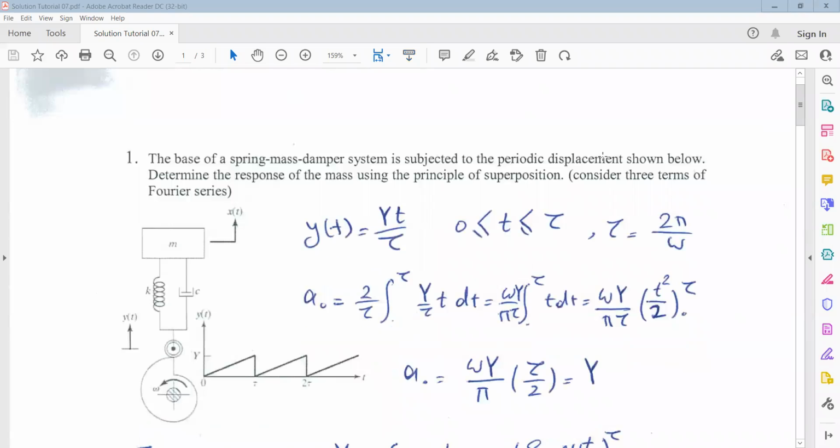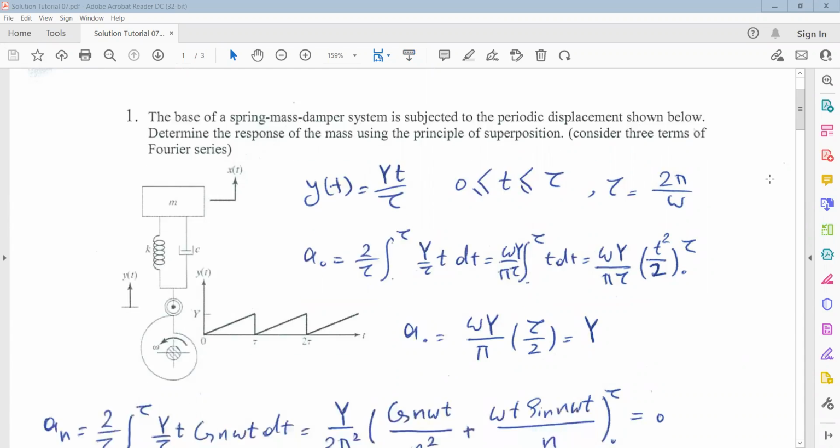Welcome back. The first problem is: the base of a spring mass damper system is subjected to the periodic displacement shown below. Determine the response of the mass using the principle of superposition. So here we need to extract the external force as a combination of harmonics by using the Fourier transform or Fourier series.